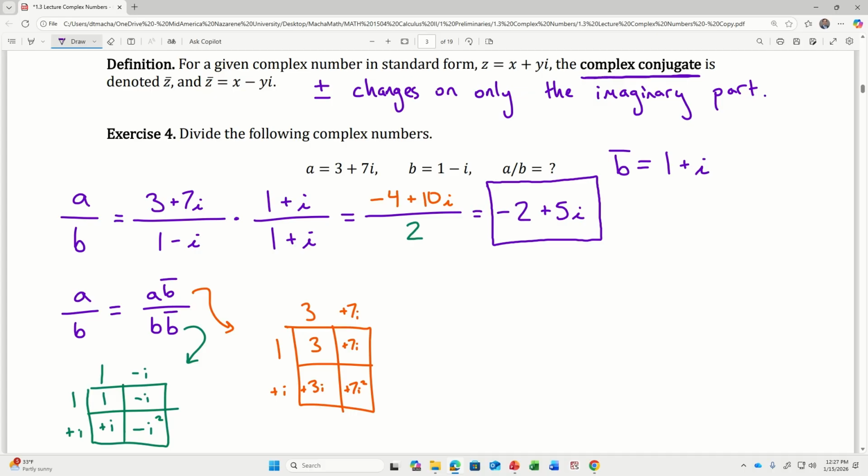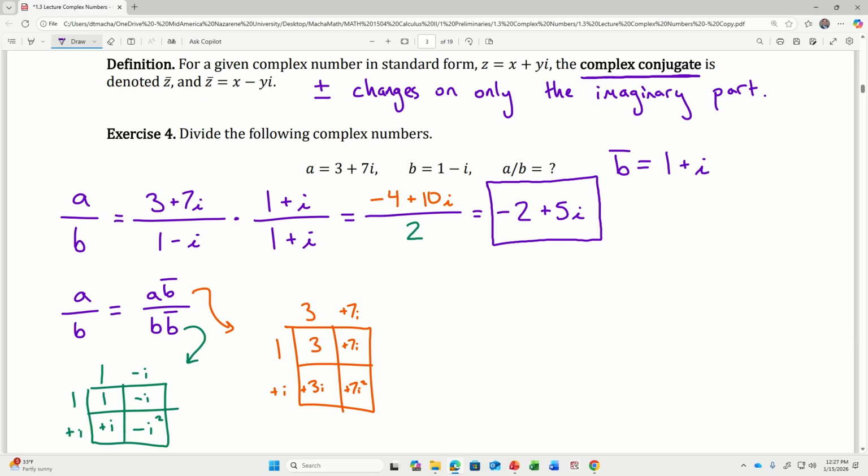And notice the off-diagonal squares, this plus i and negative i, those cancel each other out. One of them's positive, one of them's negative. And that's not just a coincidence to this problem, but that's actually by design. The reason we divide complex numbers this way, the reason that we choose to multiply the top and bottom by the conjugate of the denominator is because whenever I multiply a complex number times its conjugate, I'm going to get opposite plus or minus signs on these boxes in the off diagonal, and they're going to cancel each other out.